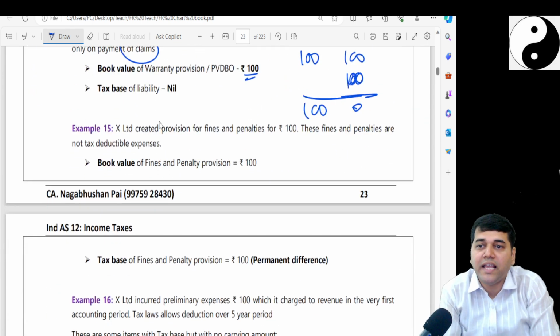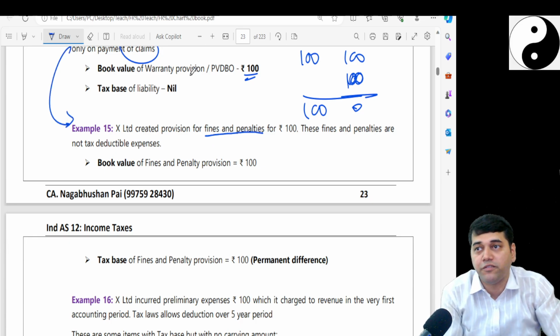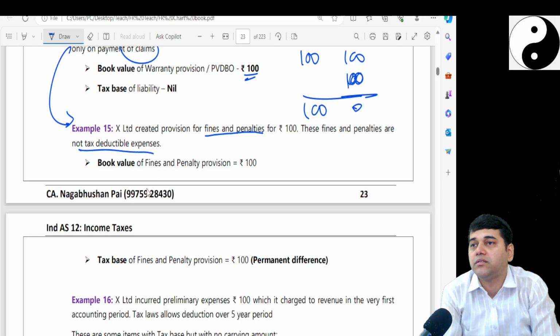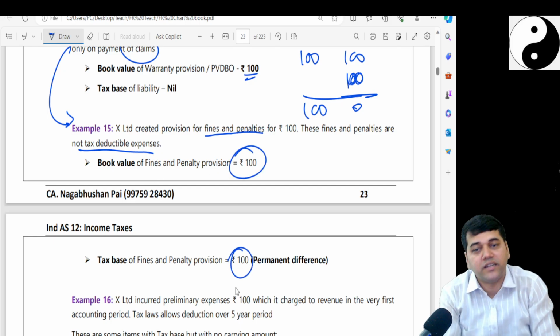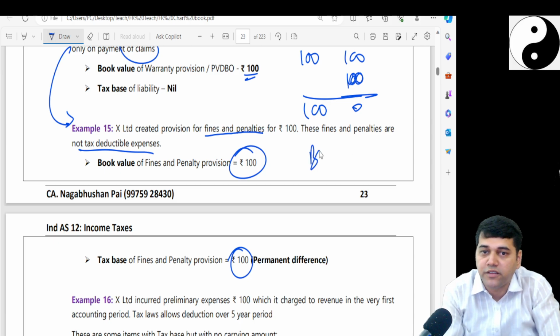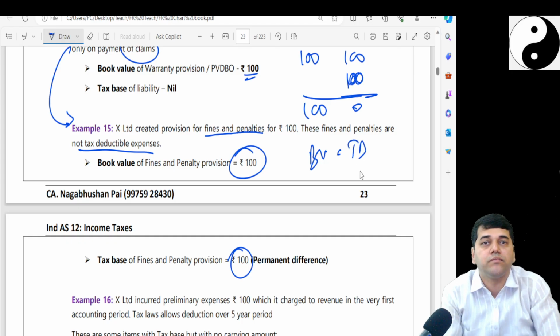Example 15, X Limited creates a provision for fines and penalties. Look how this is different. 14 and 15 are different. These fines and penalties are not deductible at all. That means 100, 100. When I encounter a permanent difference, BV is equal to TB.